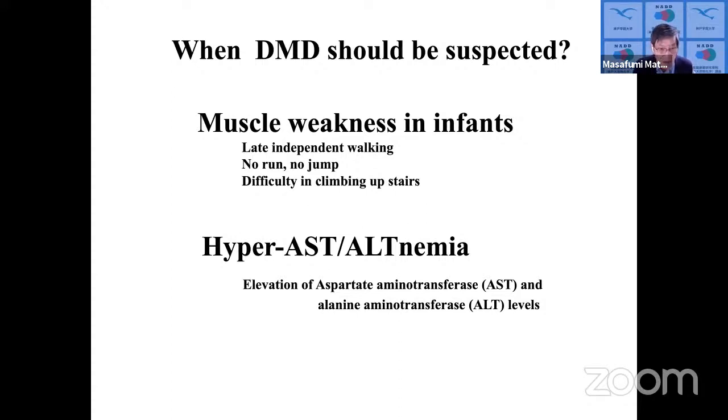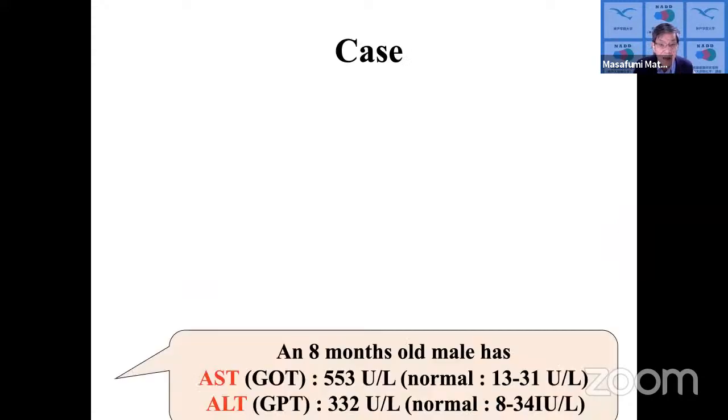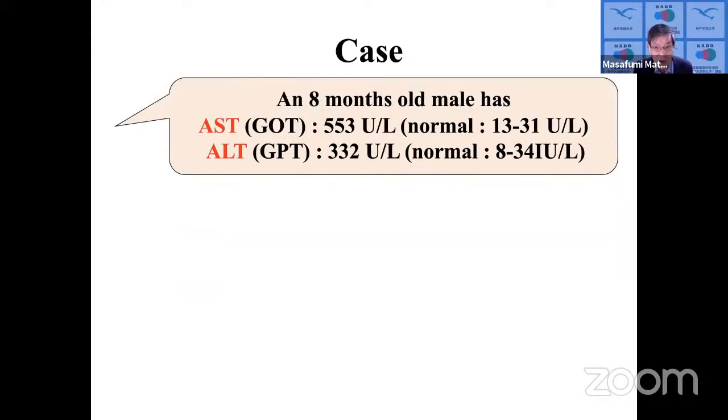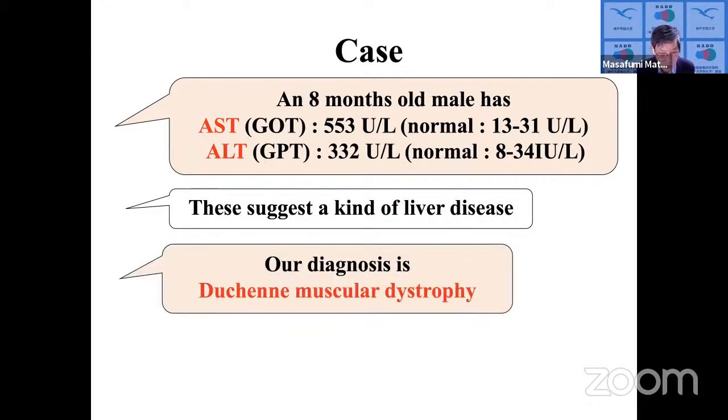So this hyper-AST-anemia is important to diagnose early. So to convince you to understand this importance, I will show you one case. An 8-month-old male has AST-ALT elevation. This is as described here. And all of you think that this suggests a kind of liver disease. But our diagnosis is the Duchenne muscular dystrophy.